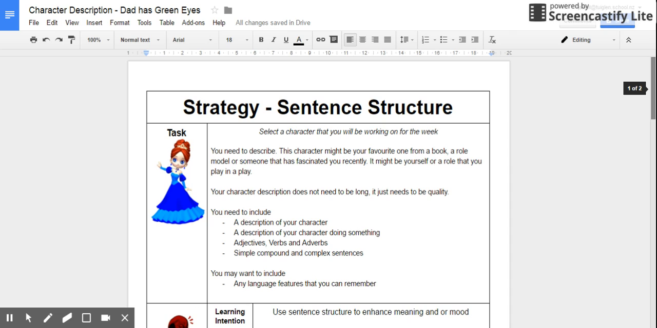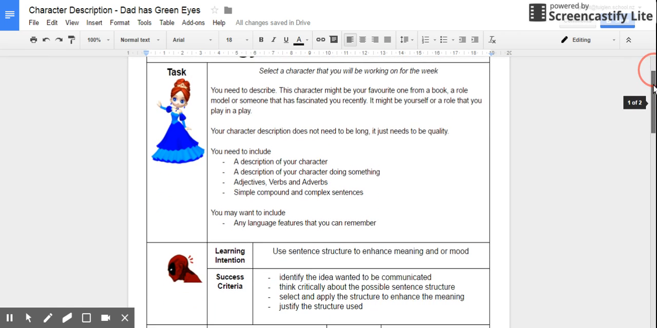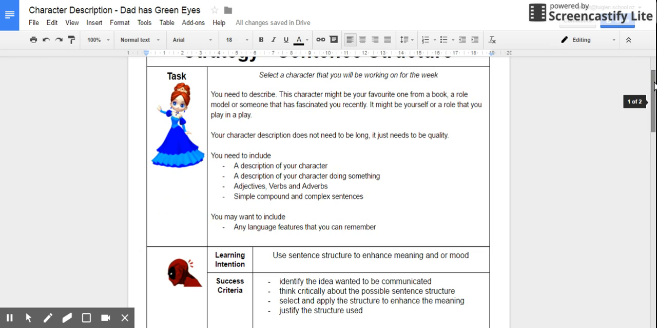This presentation is going to be describing the task that I had to do and explaining my learning. So for this task I had to describe a character. This character might be one of my favourite ones from a book, a role model, or someone that has fascinated you recently. The person I chose to do was my father, my dad. Now I have used a piece of an exemplar that I've found to use this, so it's not my own writing. This is just for the example.